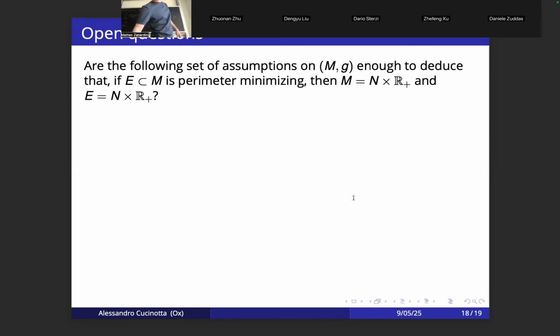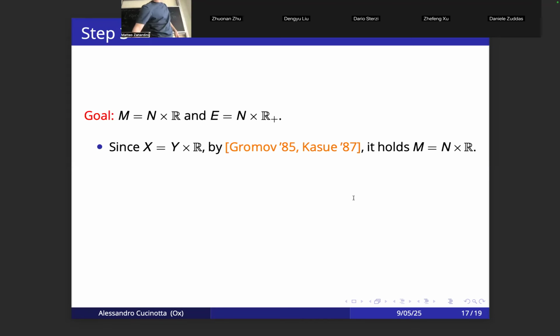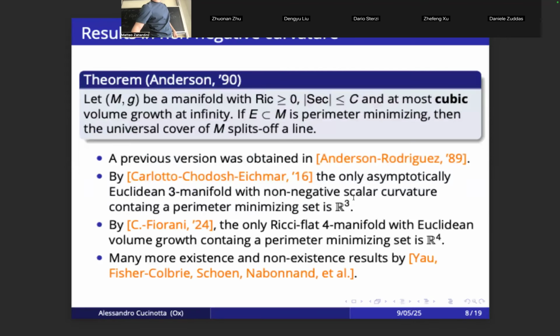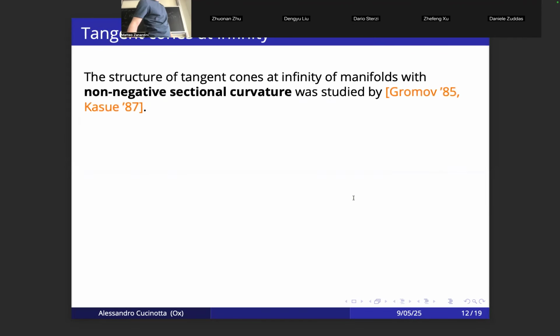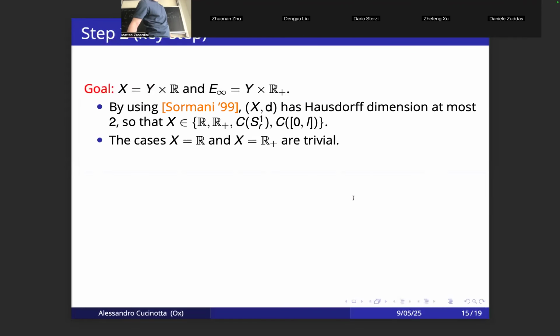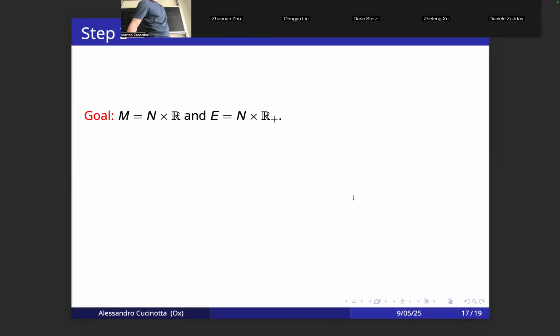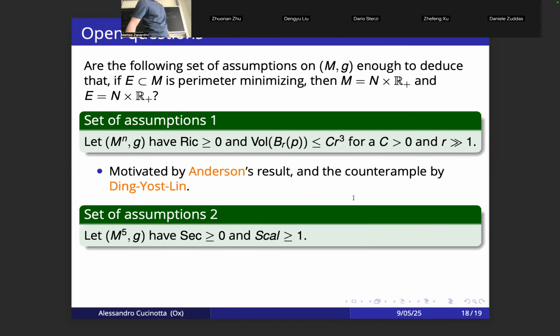So if you remember, let's go back. There was a related result of Anderson, which assumed cubic volume growth and non-negative Ricci curvature. So the question is, are these assumptions sufficient? Okay, and this is motivated by Anderson's result, and also by the fact that we know that if this is quartic volume growth, then the result fails.